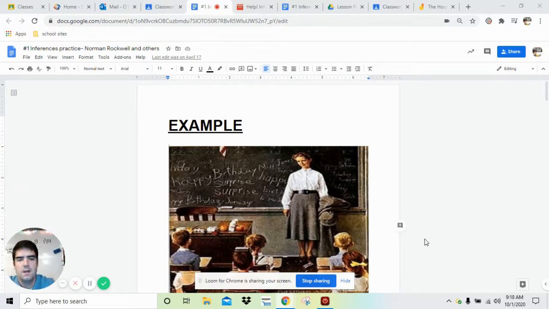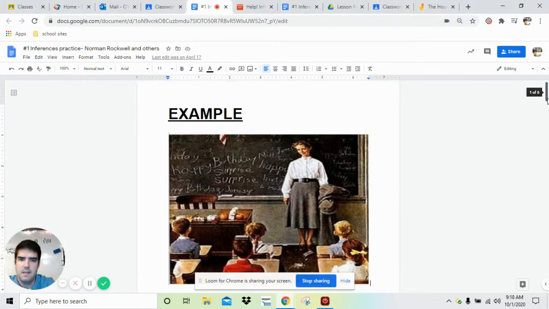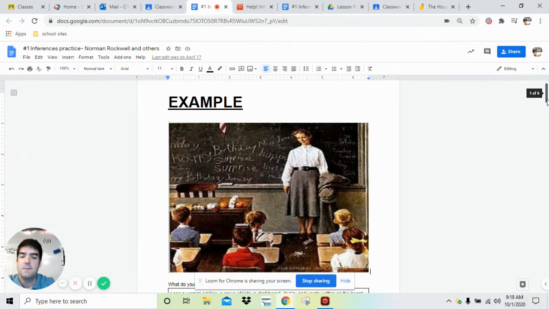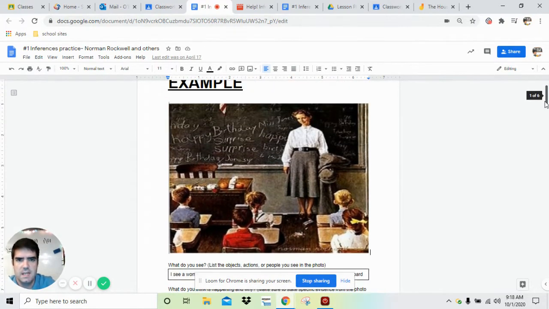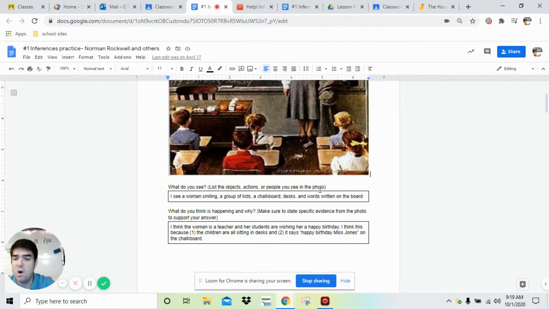All right, so the first example is done for you on the assignment, and it'll be used as an example for you in case you're wondering if you're doing this correctly. All right, so what do you see? I'm looking at this painting right now. You see a woman standing in front of a bunch of children that are sitting at desks. She has a desk right here. It looks like a blackboard behind her, and it says, "Happy birthday, Miss Jones. Surprise, surprise, birthday, Jonesy, blah, blah, blah." And then there's a flag, and it looks like some math problems in the back, okay? So I could list all of those things.